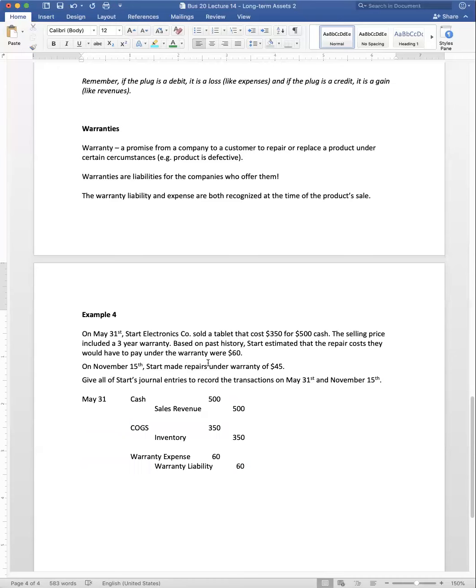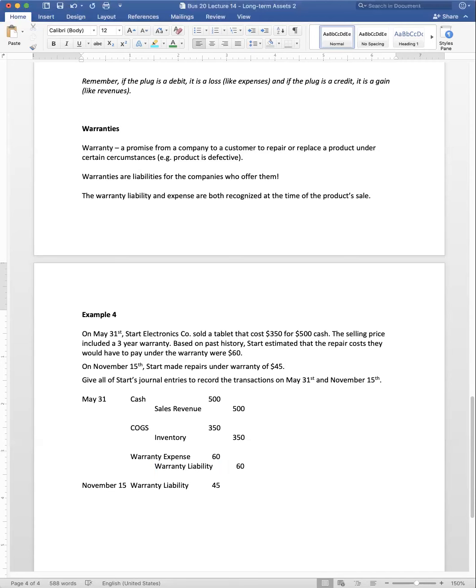Now, next on November 15th, Start made warranty repairs of $45. Okay, when we make repairs, we are meeting our promise, meeting our obligation. So what's going to happen to this liability when we make repairs? Well, the liability should decrease, right? Because now we are meeting our promise. So we're going to have a decrease or a debit to warranty liability. The credit goes to however they paid for the warranty, for the repairs.